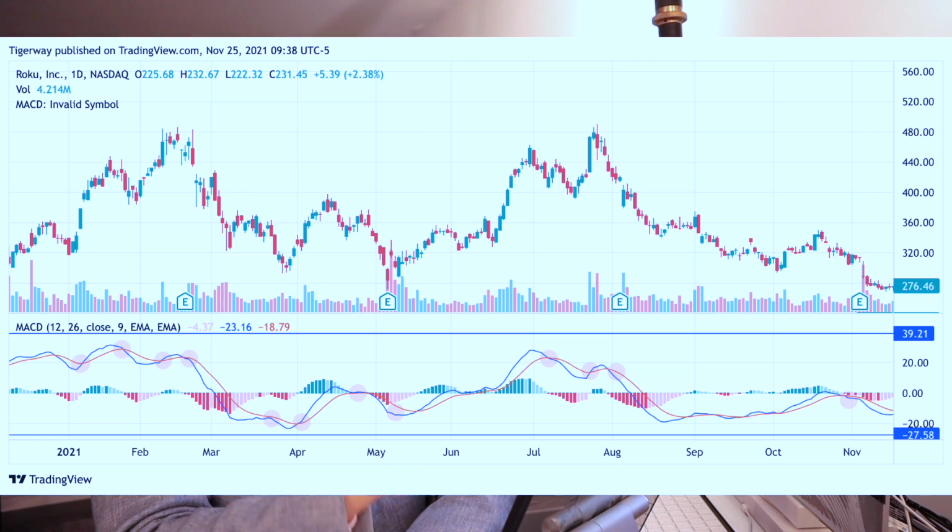And in 2021, the Roku chart presents us with 12 clear MACD crossovers. We have to exclude the crossovers that happened during the stock's range-bound movement because that's going to produce false signals.